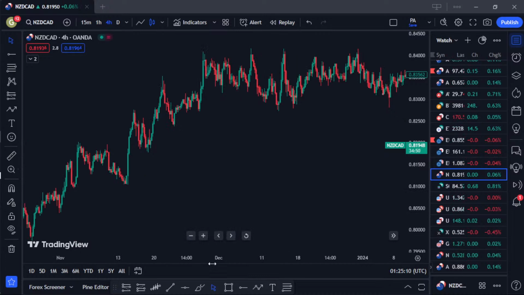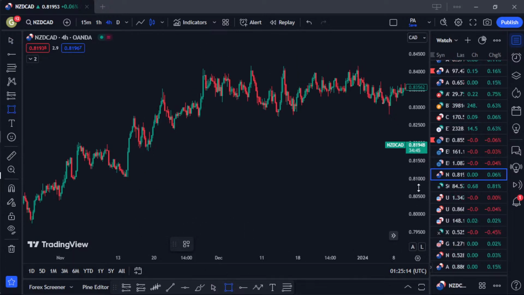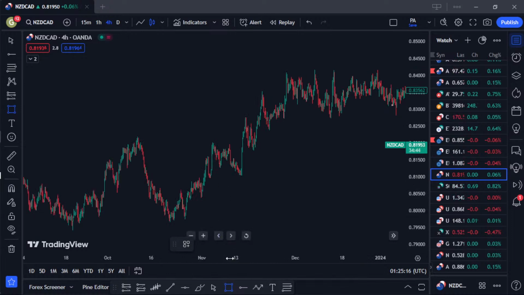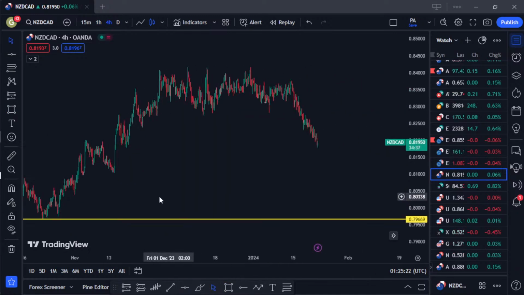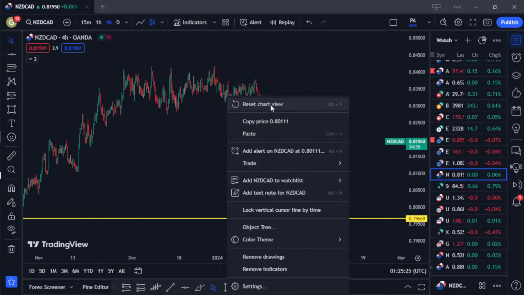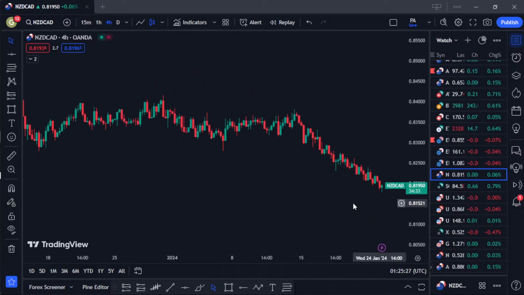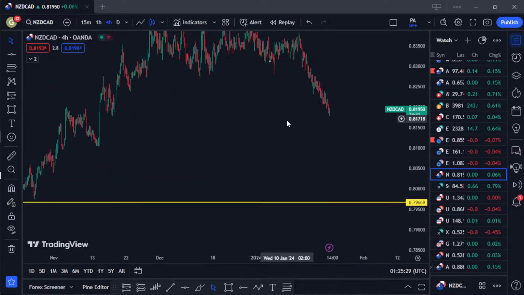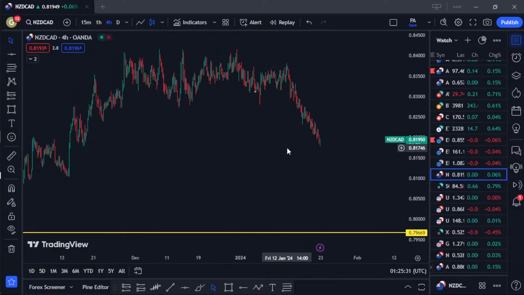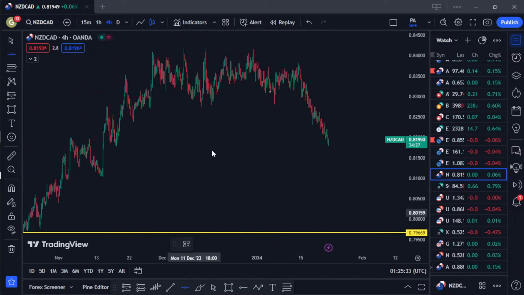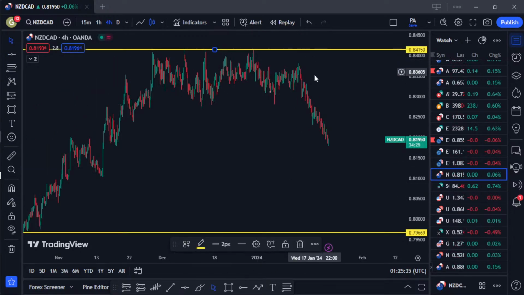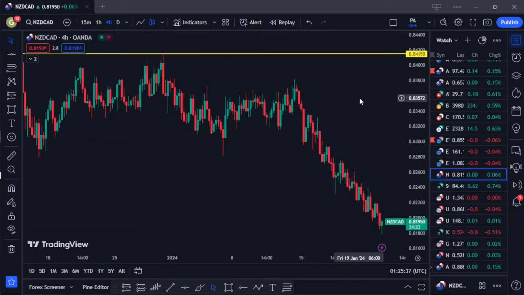So for that, let me take a look at this area. So I'm marking this area as our key support. So let me take here as our key support area first. So here is our key support area for NZDCHF. And then this top is our key resistance area. Then let me refresh the chart now.